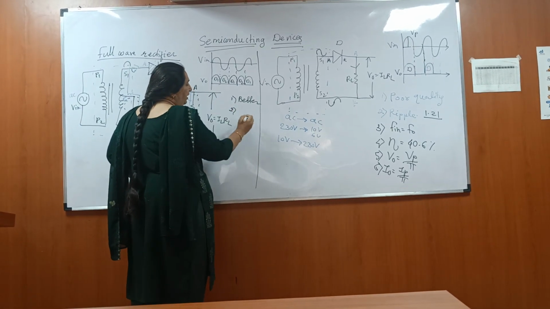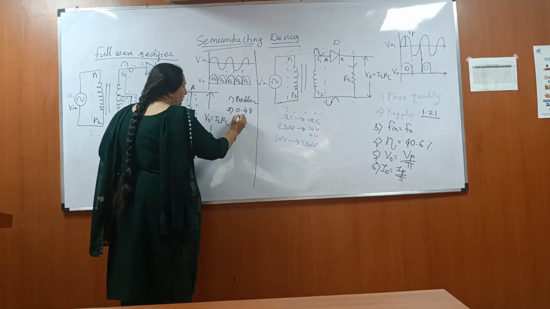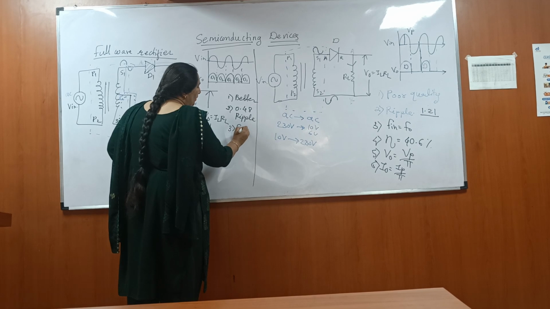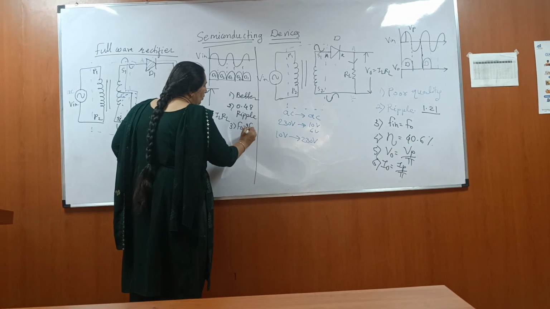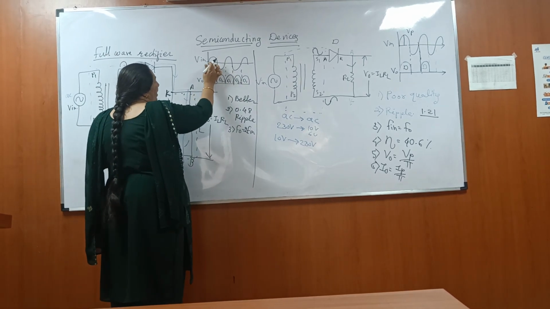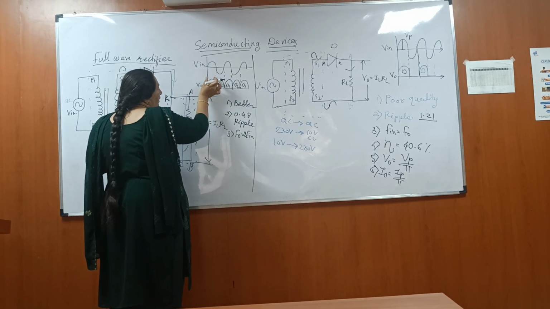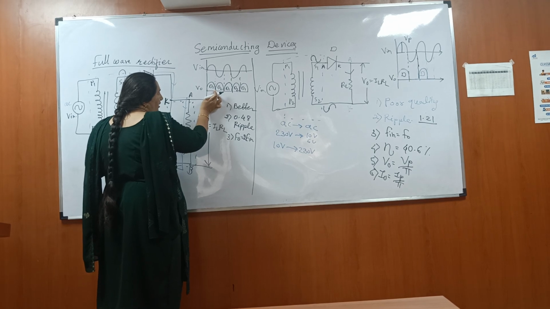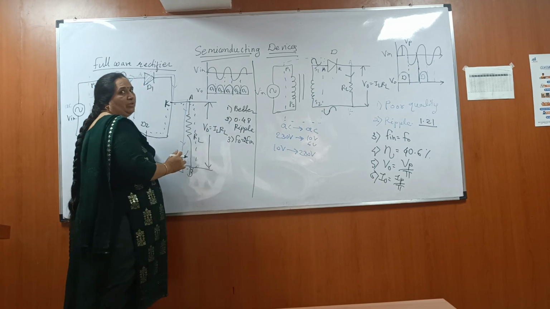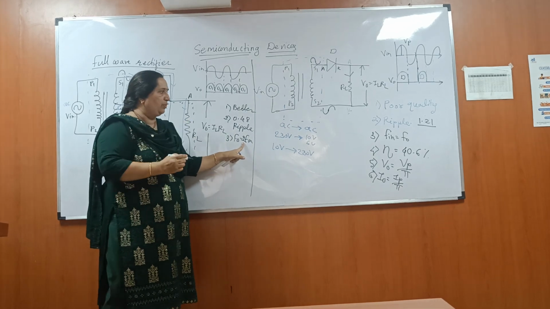In the half-wave case, the ripple factor is 1.21. In this case, it is 0.48. Then the output frequency is equal to 2 times the input frequency. For example, in this time interval, one cycle of input is completed. In half that time, one cycle of output is completed. Means when one cycle of input is completed, 2 cycles of output are completed. Means the frequency becomes 2 times the input frequency.